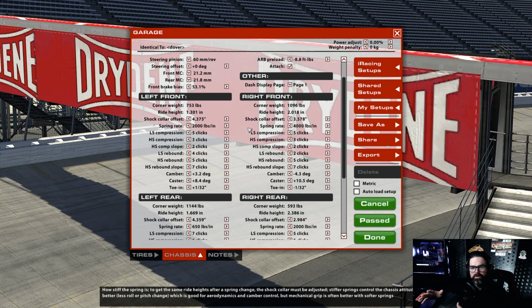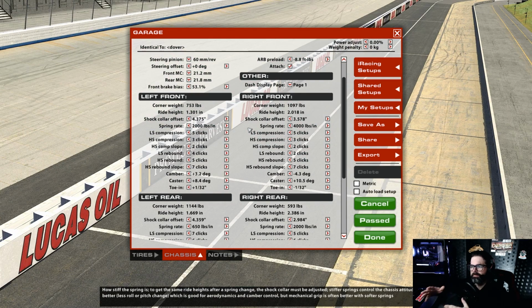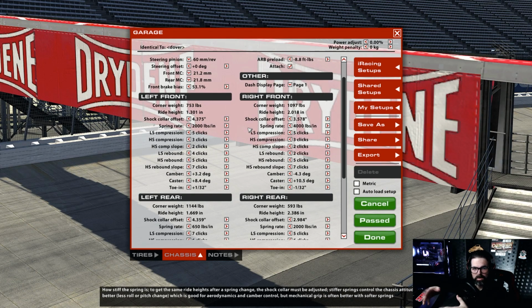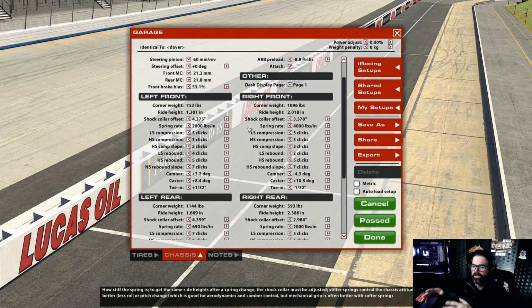So the first thing that you need to understand is the difference between low speed and high speed when we talk about compression and rebound. Those of you who have been working on the NASCAR series cars for a while know that we used to have just 2-way adjustable shocks. These 2-way adjustable shocks were essentially just low speed adjustments.